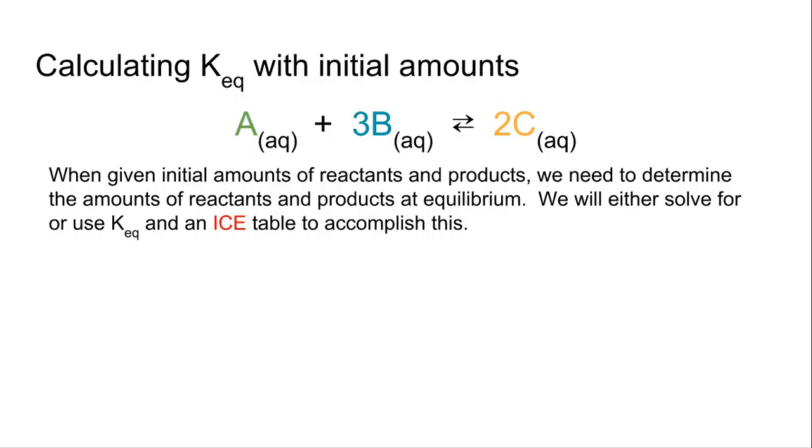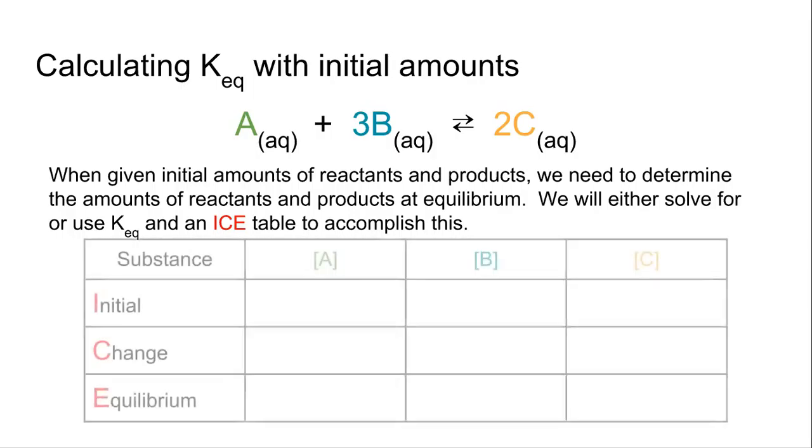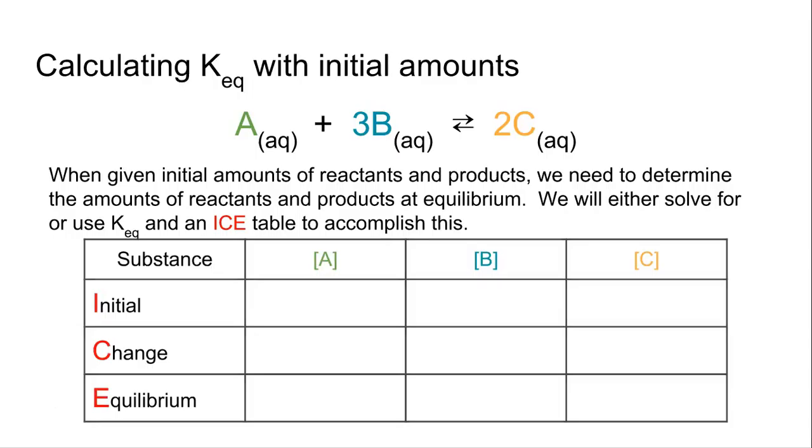When given initial amounts of reactants and products, we need to determine the amounts of reactants and products at equilibrium. We will either solve for or use Keq and an ICE table to accomplish this. Now you're probably thinking, what does ICE stand for and how do we use it? Well, an ICE table looks something like this given the equation up above. The ICE stands for initial, change, and equilibrium.